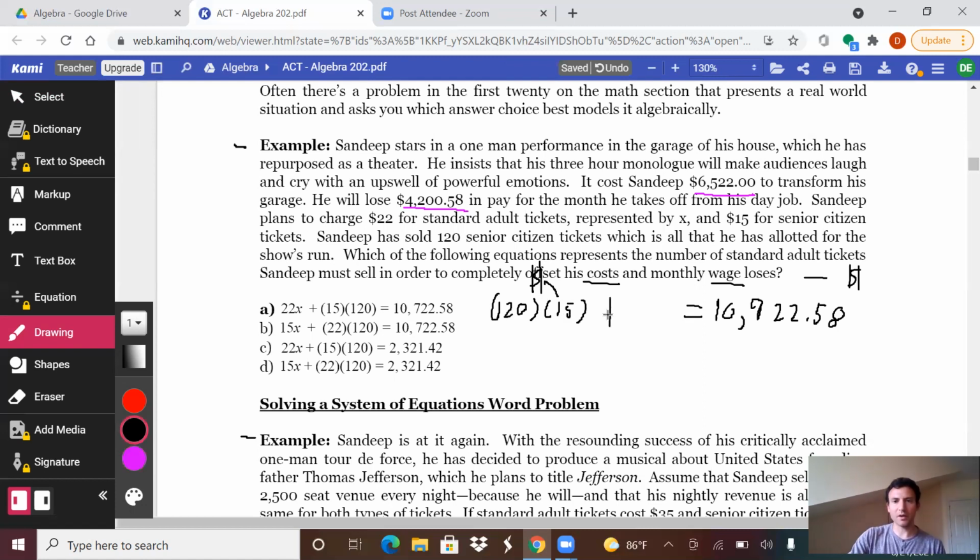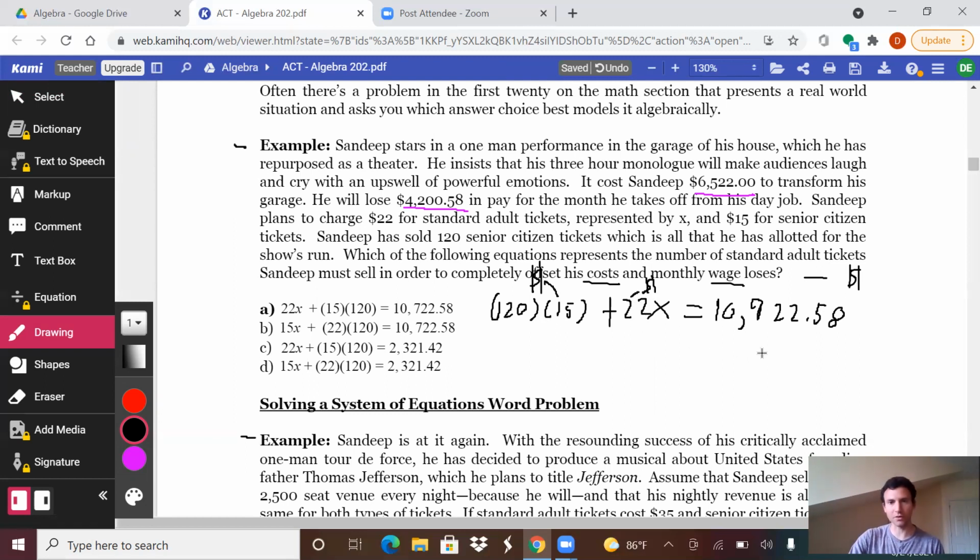But then the other thing we know is that, at $22, he's going to sell his adult tickets a piece. So really, this would be our equation, right? We have the total amount of money he needs to make up. We have how much money in total he's going to get from his senior citizen tickets. And then right here, we have the dollars he gets per ticket, and then this is the number of tickets.